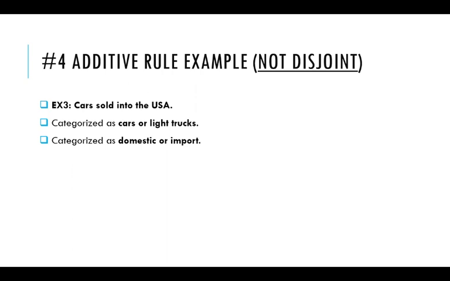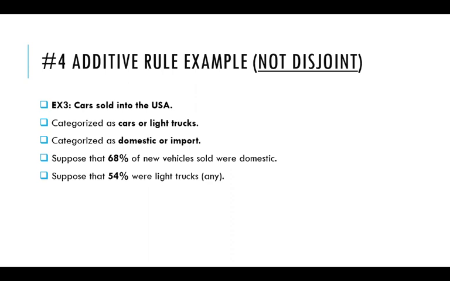So let's say we have the data that says 68% of new vehicles sold were domestic. Vehicles, they could be cars, they could be light trucks, but 68% of all vehicles sold are domestic, and 54% were light trucks. Doesn't matter. They could be domestic or imports, but 54% were simply light trucks.